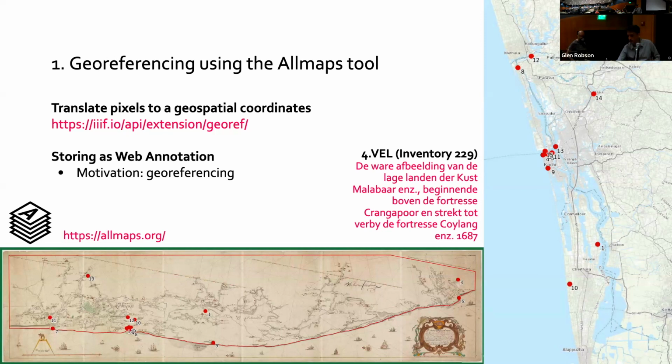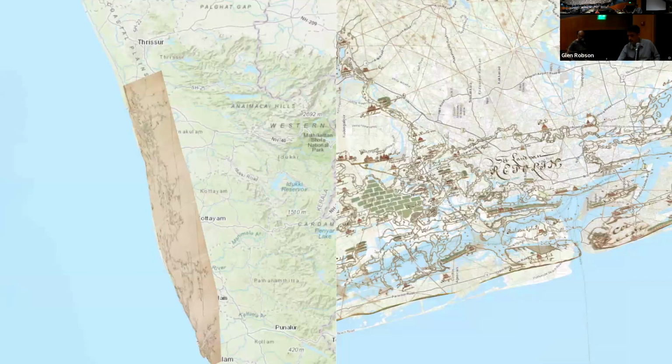We can store this in the IIIF standard with the motivation georeferencing. So that's our first step, the first interpretation layer that we add to the canvas. With the results, it works quite well. The coastline is very neat. And we can even get rid of the background in allmaps. And you see that these islands correspond with how the west coast of India is represented nowadays.